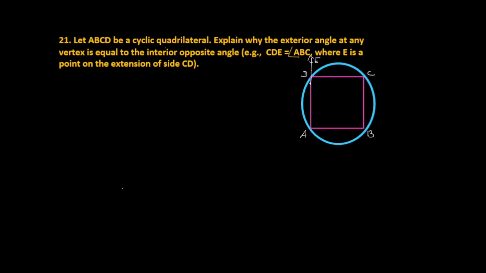Let's see that. Extend AD to E. At D we get a linear pair of angles. Angle CDE plus angle ADC is equal to 180 degrees. The reason is the linear pair angles, so 180 degrees. Take this as the first equation.